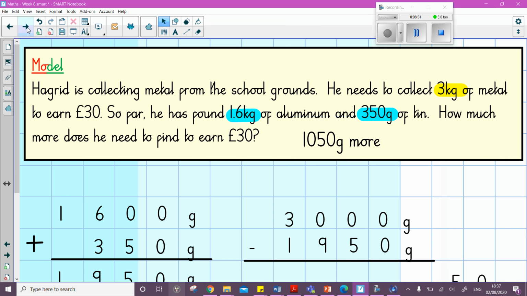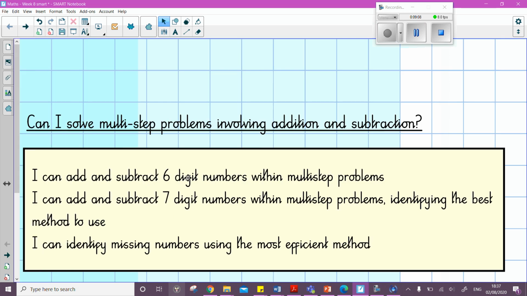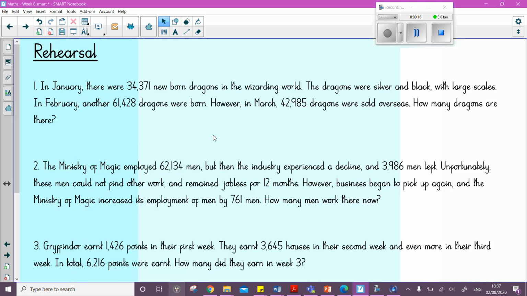What I would want you to do now is to have a go at these 3 questions. You could jot them down, pause the video, highlight the really important information to help you, and then jot down any strategies that you want. And like we talked about, it might be that your strategies change, but in our learning question, our success criteria, we did say identifying the best method to use. So that is absolutely fine if you decide to change your strategies. Have fun.